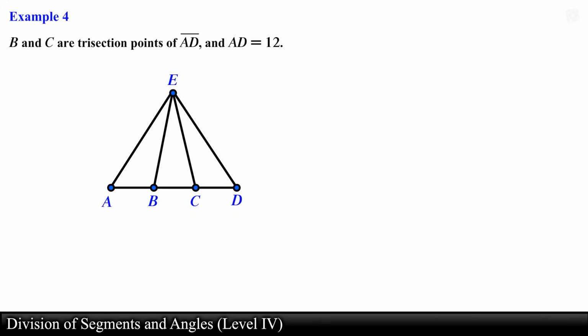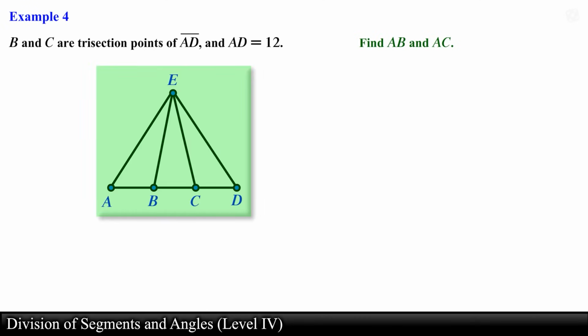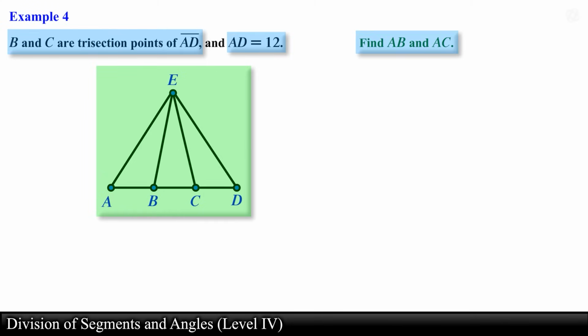Point B and point C are trisection points of segment AD, and the measurement of segment AD equals 12. Find the length of segment AB and segment AC. In this problem, we are provided with a diagram, the measurement of a line segment, and the fact that 2 points are trisection points of a line segment. We are asked to determine the length of 2 smaller line segments.